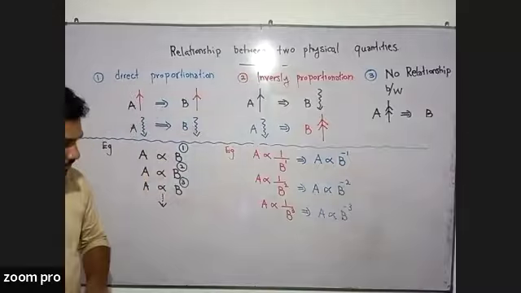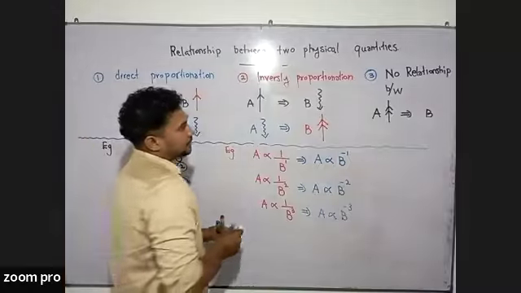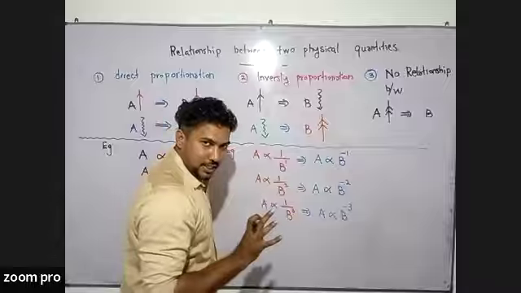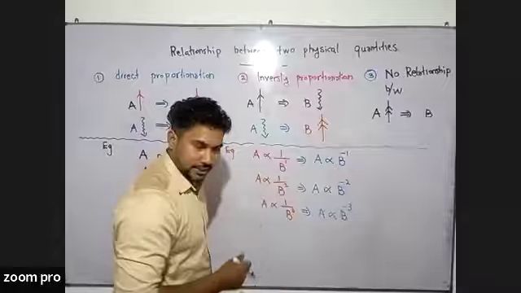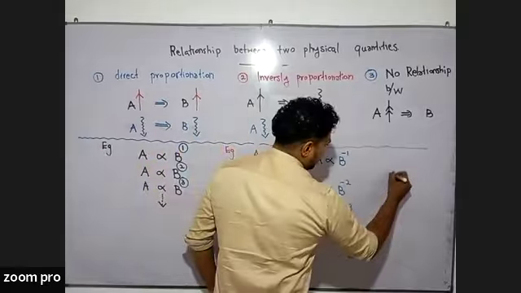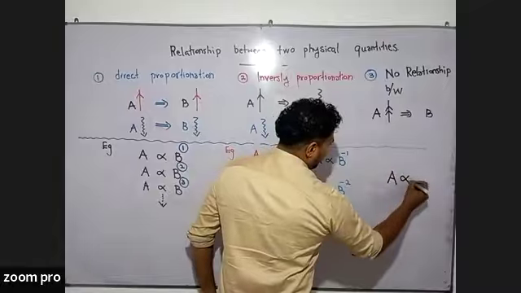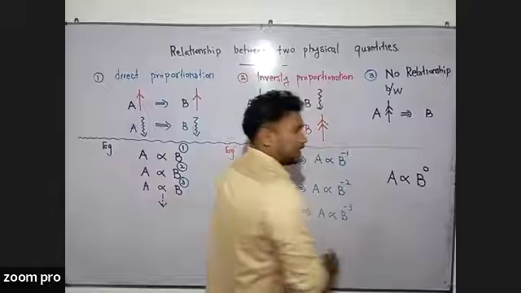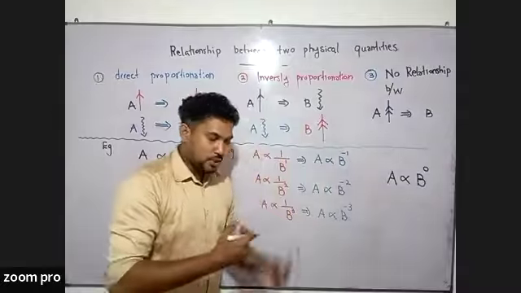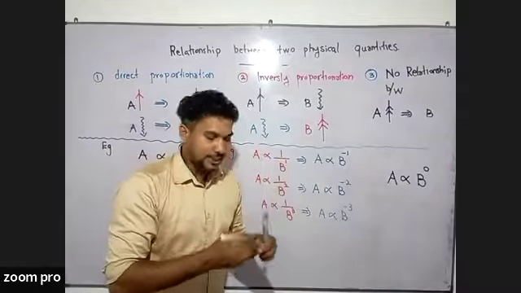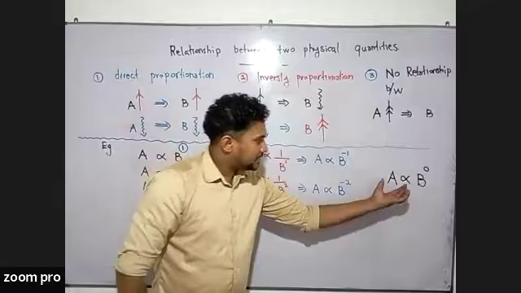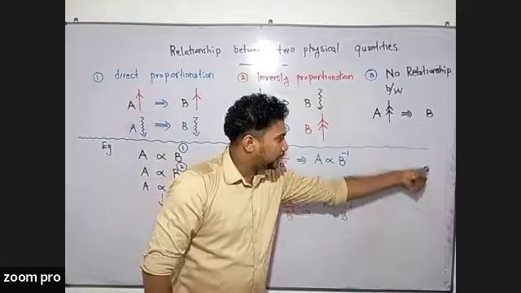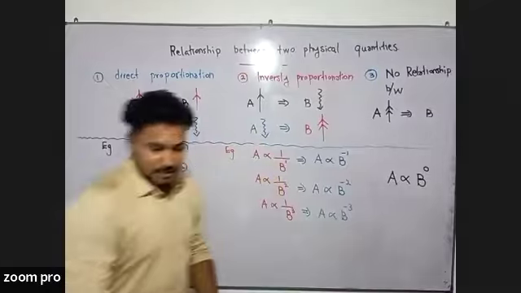The other one is, if there's no relationship between two physical quantities, it can be represented as A proportional to B to the power of 0. Right. Okay.